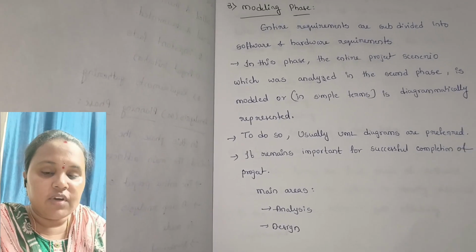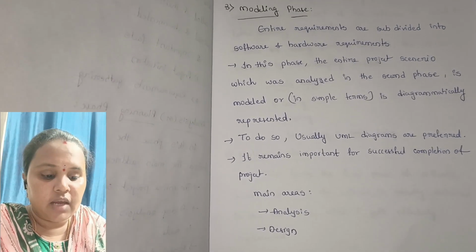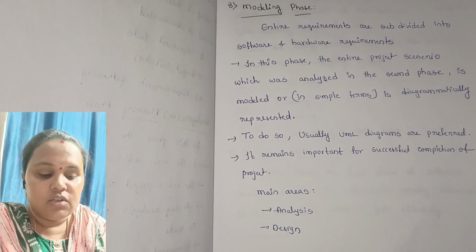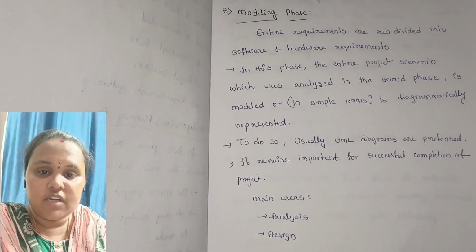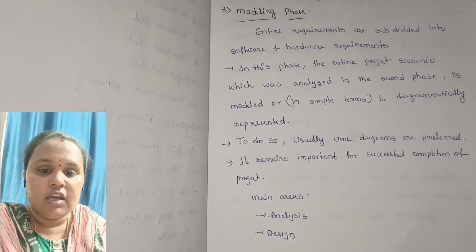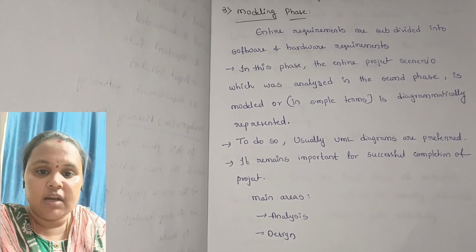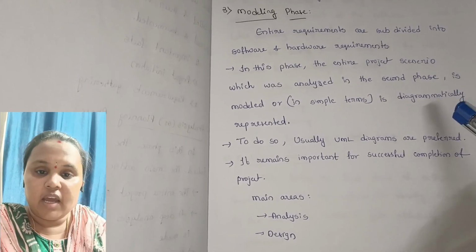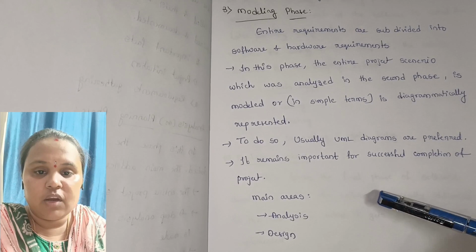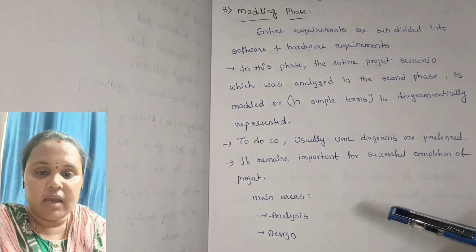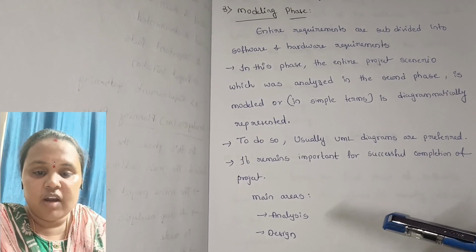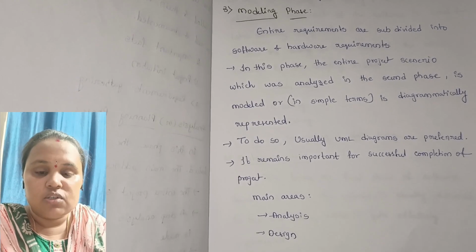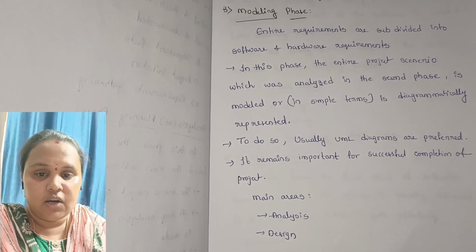In the second phase, the complete project scenario was analyzed. So in the modeling phase, with the help of the second phase, we are going to view the system in a diagrammatical manner. For the diagrammatical representation, we are going to use the UML diagrams. UML means Unified Modeling Language diagrams. Those things we'll discuss in the 3rd unit.